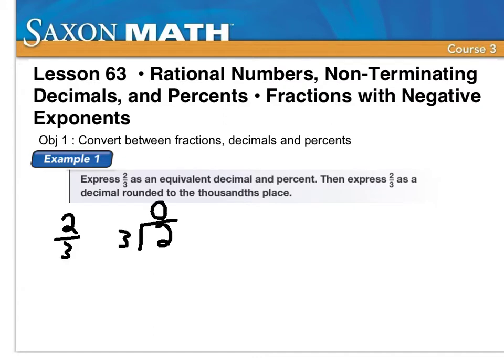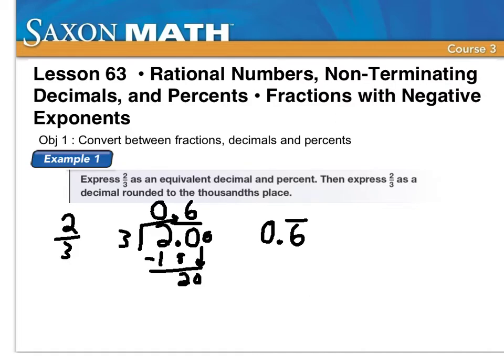3 doesn't go into 2, so we put a 0 and a dot. Keep our decimal point. 3 goes into 26 times, and we subtract it 18. And we notice that this is going to repeat itself because we've got the 20 repeating. So it's 0.6 repeating as a decimal. Okay? And then we want to express it as a percent.